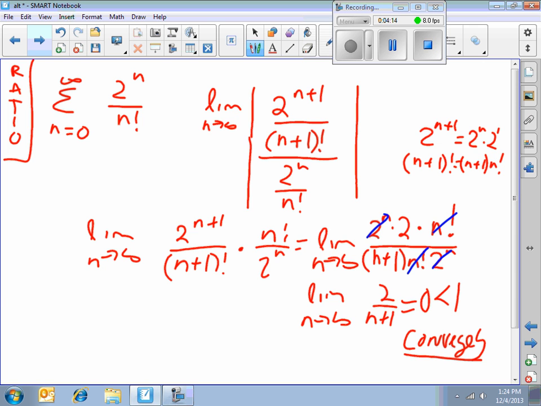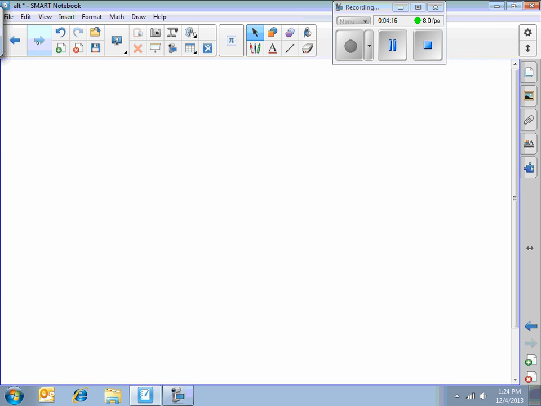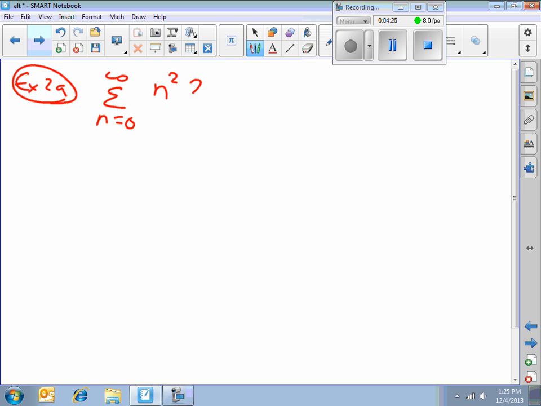All right, let's look at another example of that. So I'm going to talk about example 2a: the summation as n goes from 0 to infinity of n squared times 2 to the n plus 1 over 3 to the n.